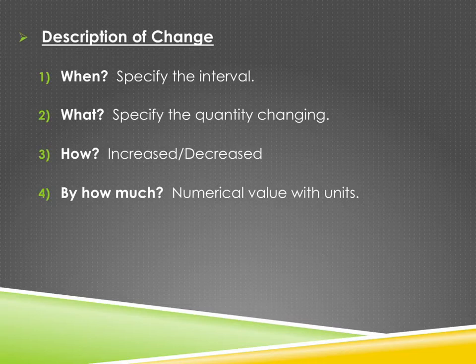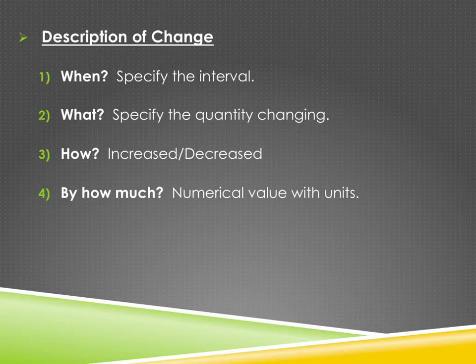But it's going to be when. Specify the interval. It was from 3 weeks ago till today, right? It was over the last 6 months. It was over the last 5 years. It was from 2010 to 2012. Then what? What's changing? The number of COVID cases. The percentage of students at OBU who are from Oklahoma. The number of days it takes before the strawberries ripen on the vine. Right? What's changing?